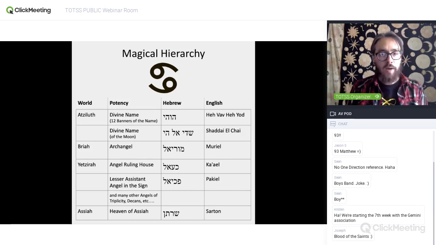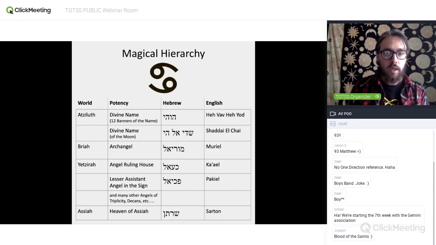All right, so here's our magical hierarchy for Cancer. Again, with zodiac signs, so following the same pattern that we just talked about. So our 12 banners of the name, this is one of the permutations of the Tetragrammaton. And here we've got He, Vav, He, Yod. For our divine name, as an alternate one, I've also given you the divine name of the moon, Shaddai El Chai, which is most specifically the divine name of Yesod, but also has a general lunar power and can also be used for Cancer as well, since it's the domicile of the moon.